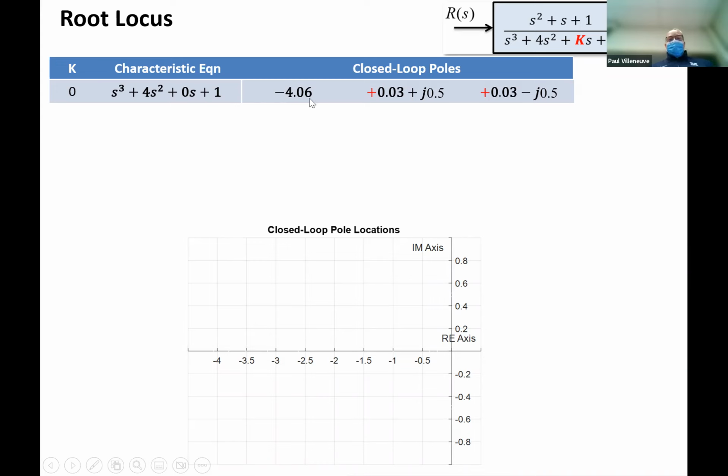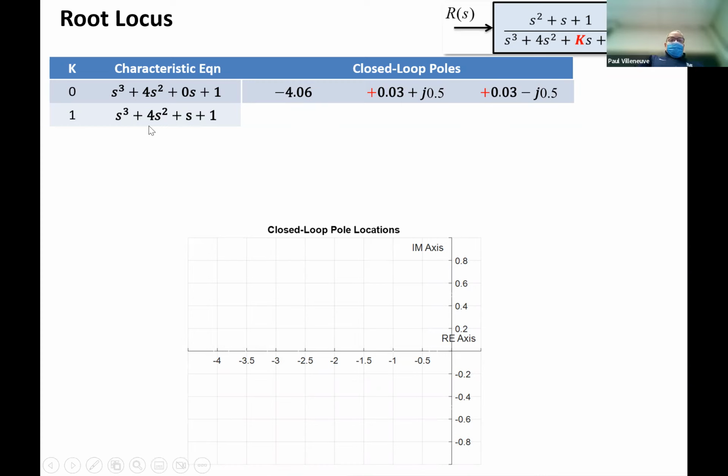But I'm going to start off with my plots or my values, and I'm going to see what that value is. Now, K equals 0. So this K equals 0, this is the original equation that I have: s cubed plus 4s squared plus 1. Now I'm going to add in my K equals 1. So these are the original poles of my system. This is where I start. I'm starting at minus 4.06 and 0.03 plus or minus j0.5. Now I'm going to increase my value of K.